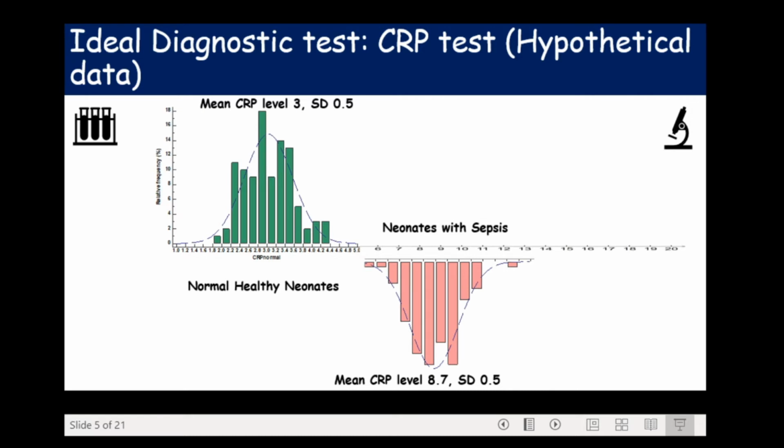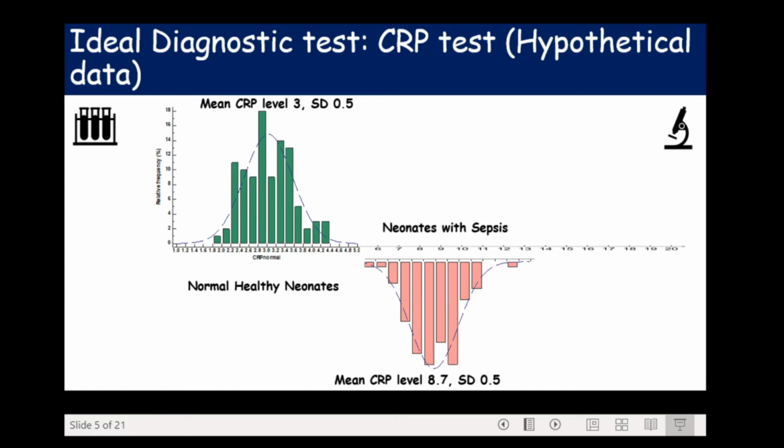For example, if CRP is an ideal biomarker and we take 100 healthy newborns and test their quantitative CRP levels, the distribution of CRP values will be just as shown in the histogram in green color, with the mean levels nearly 3 and standard deviation of 0.5 milligram per liter. On the other side, CRP level in 100 hypothetical newborns with blood culture proven sepsis have a mean value which will be higher, 8.7, and a standard deviation again 0.5. The distribution of CRP levels in sepsis babies is shown in a red histogram.